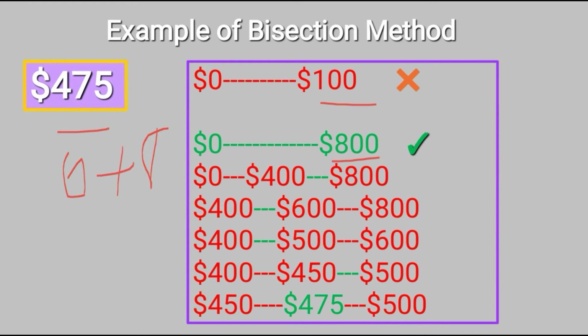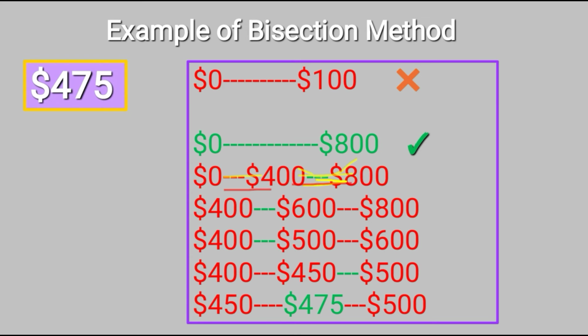Then I said the middle value of this range is $400, that is 0 plus 800 equals 800, divided by 2 equals 400, you said, no. Now I have two ranges, the first $0 to $400 and the second $400 to $800. First, I said first range, you said, no. Then I said the second range, you said, yes.